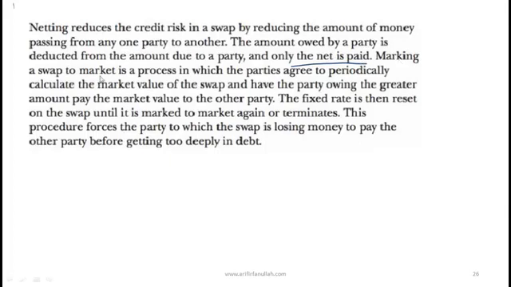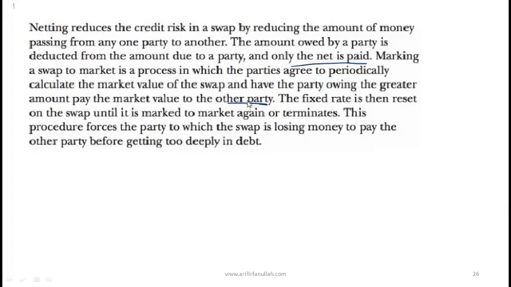Marking a swap to market is a process. So all they're saying here is, if you mark to market, the parties agree to periodically calculate the market value of the swap and have the party owing the greater amount pay the market value to the other party. So what have they done? They have defined mark to market. If you mark to market, what happens to credit risk? It reduces. So this is a concept you studied in level 1 futures.